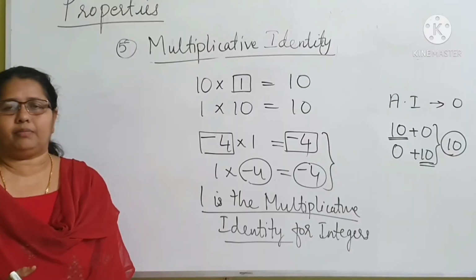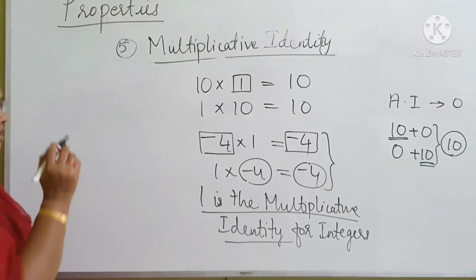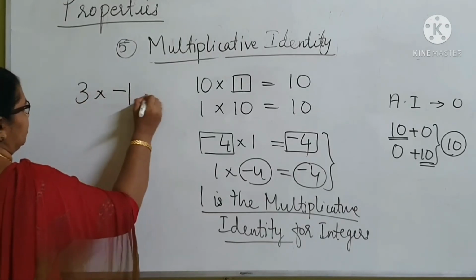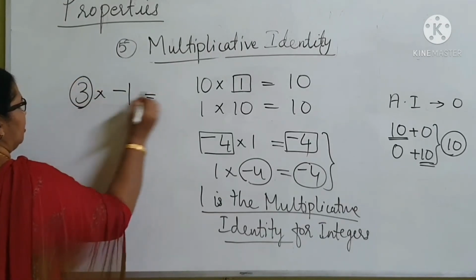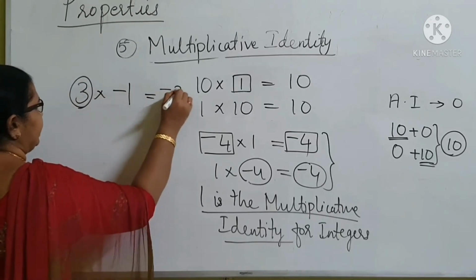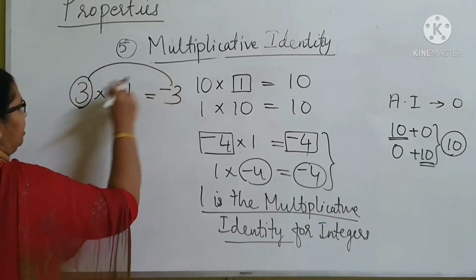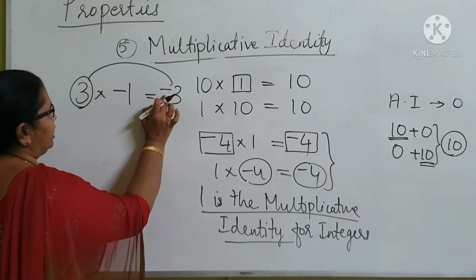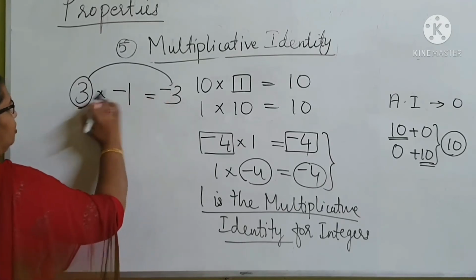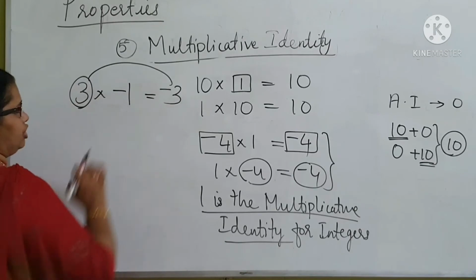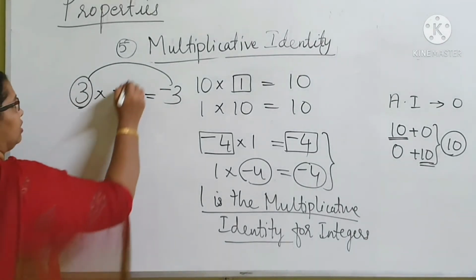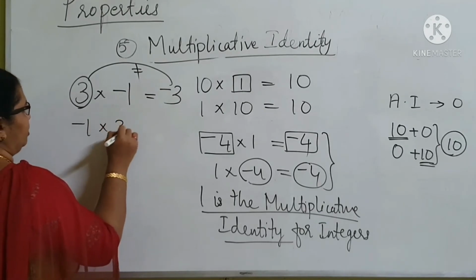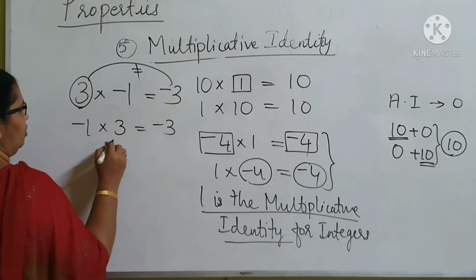Is negative 1 the multiplicative identity for integers? Let us check. 3 into negative 1: positive into negative is negative, so we got negative 3. 3 is not equal to negative 3. Then what is negative 1 into 3? That is also negative 3.